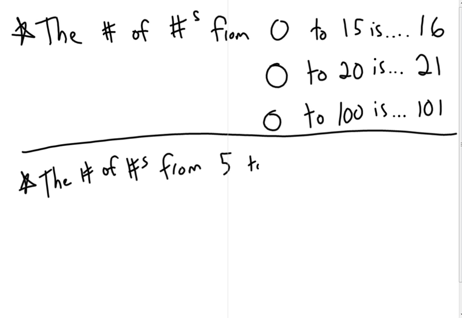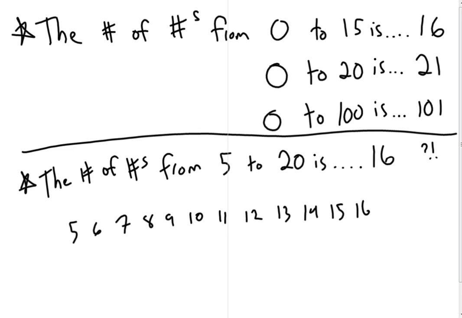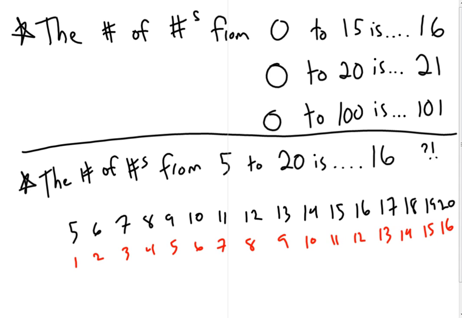The next idea we need to know is the number of numbers from 5 to 20. If you are counting, how many numbers are there between 5 and 20? You might say, oh, I got this, 20 minus 5, it's 15. Well, it's actually 16. Let's list all the numbers from 5 to 20 and start counting them. 5 is 1, 6 is 2, 7 is 3, and so on. By the time we get to 20, 20 is the 16th number from 5 to 20, including 5 and including 20. The real reason this is off is because we are including that 5 in our counting process.